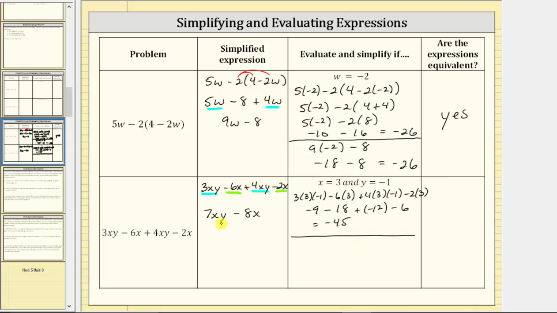Now we want to evaluate the simplified expression. Substituting 3 for x and negative 1 for y gives us 7 times 3 times negative 1 minus 8 times 3. Multiplying before subtracting, 7 times 3 times negative 1 is negative 21, minus 8 times 3 is 24. Negative 21 minus 24 is equal to negative 45. Just as expected, we get the same value using either expression, and that's because both expressions are equivalent.